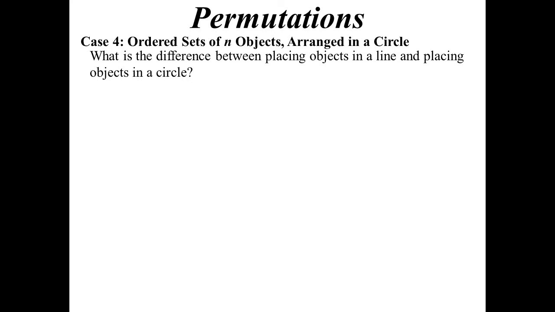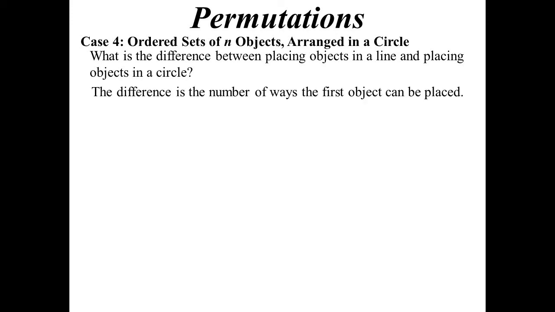Returning to permutation specifically, but a very special case where instead of arranging the objects in a line, we're going to arrange them in a circle. So the question is, what's the difference? And it's all to do with the first object. Let me explain. If I put them in a line, remember our group of n people over there? And we're going to place them in a line.